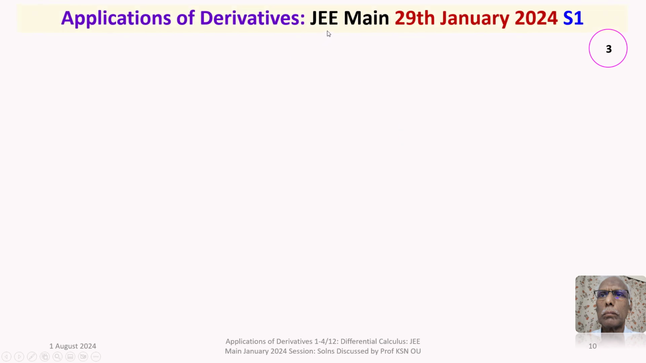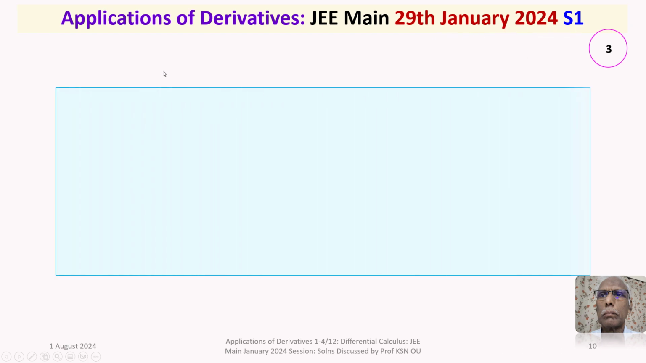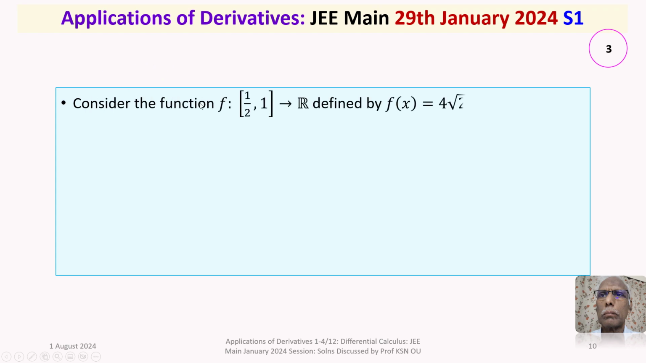This question has appeared in the JEE Main exam held on 29 January 2024 in the first shift. The given question is, consider the function f from the closed interval 1 by 2 to 1 into the set of real numbers defined by f of x is equal to 4 root 2 x cube minus 3 root 2 x minus 1. Right.